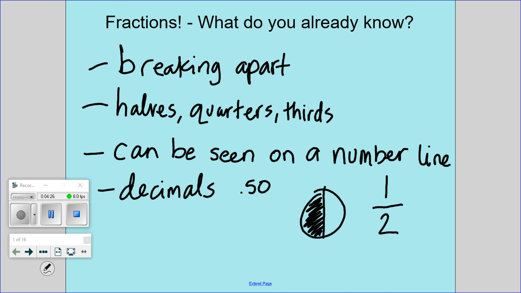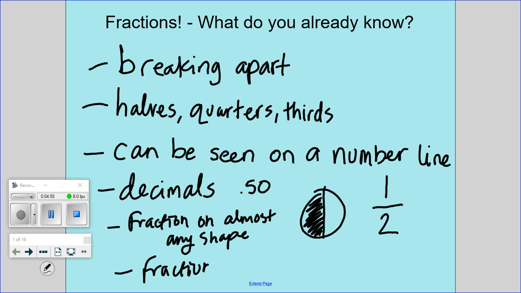I know that fractions can work on almost any shape. You can have a fraction on almost any shape. I will go ahead and tell you that fractions have to be fair, which we know from when we break apart. I can't give Sabrina this tiny piece and then give me this giant piece. That's not fair. Fractions don't do that either. When we break apart, we always have to break apart in a fair way.